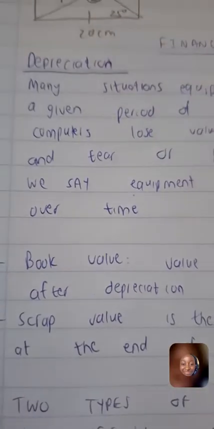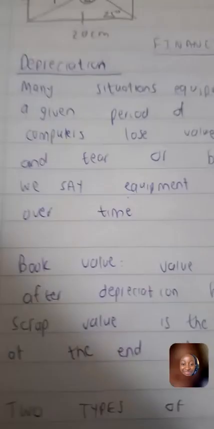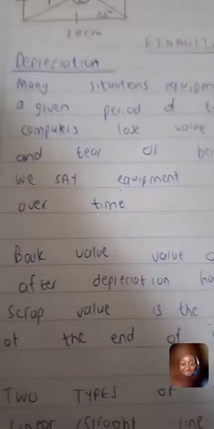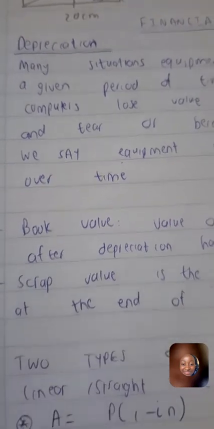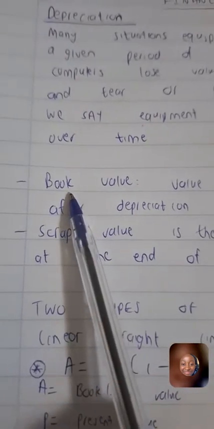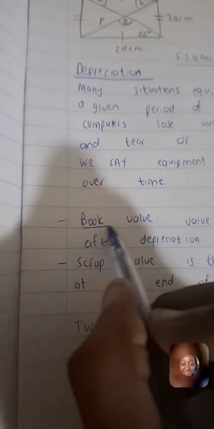So I hope that the term depreciation makes sense to you: losing value of something over time, especially because we are talking about bought items here. Okay. So there's something else that I want to mention here. There's a term that we refer to as the book value.